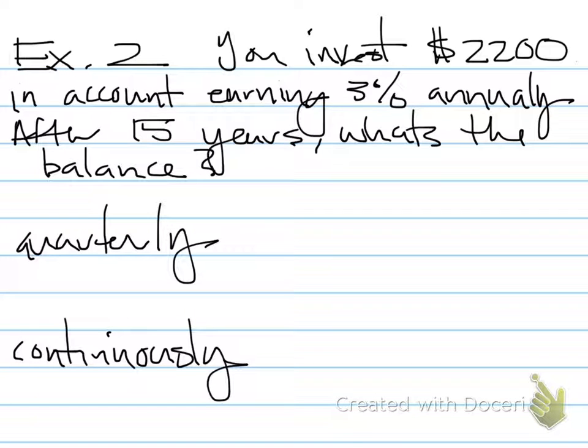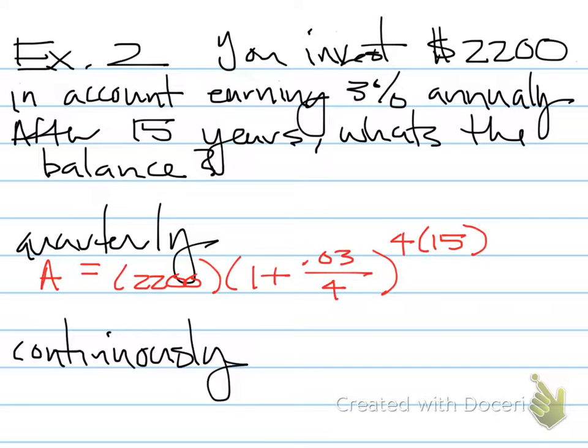In this example, we're investing $2,200 in an account that's earning 3% interest annually. And we want to find out what the balance would be after 15 years whenever the interest is compounded quarterly and continuously. So quarterly would be 4 times a year. So we should get the following equation where P is 2,200, R is 0.03, N is 4, and T is 15 for 15 years. Again, start by dividing 0.03 by 4, and then add 1 to that result.